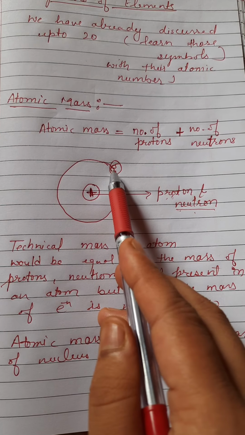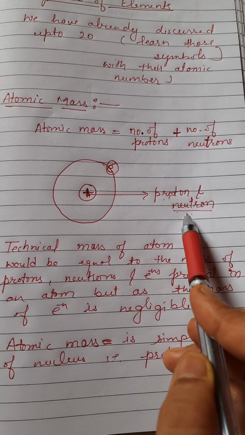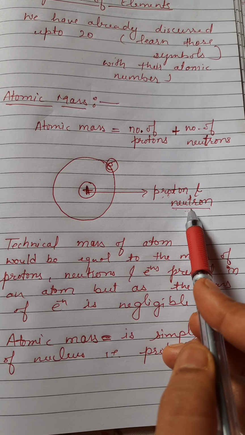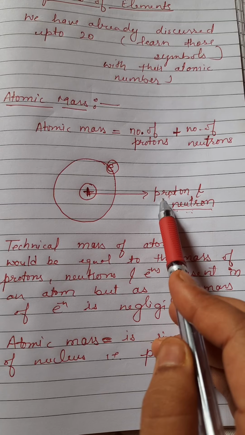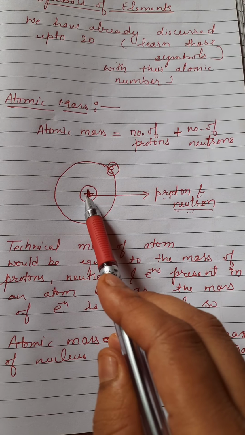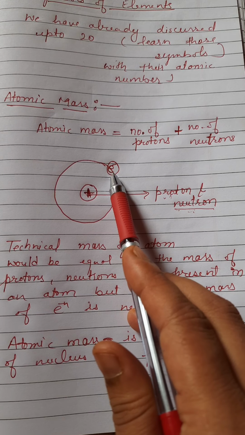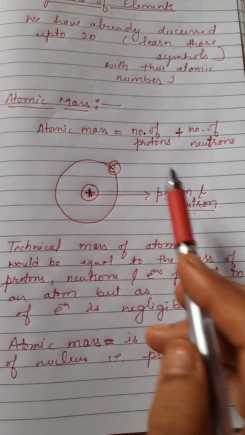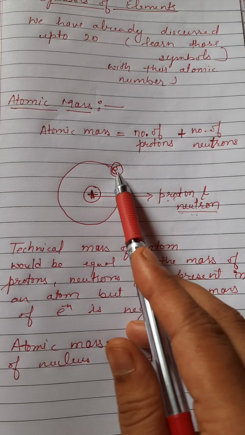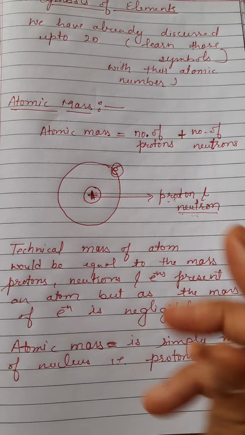electrons are around the nucleus. Neutron is neutral, that is, it has no charge. Proton is positive, that is why the nucleus is positive. Electron has a negative charge. In an atom, positive and negative charge are equal. That is why an atom is neutral.